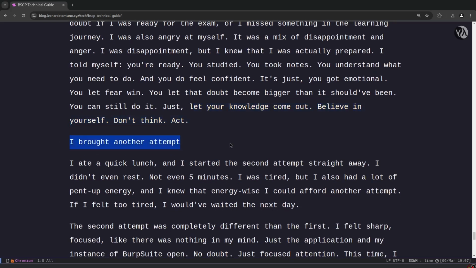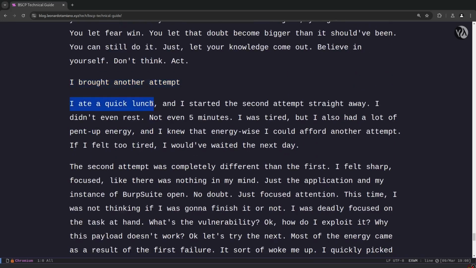So I bought another attempt. I was like, to actually measure if I'm ready for the exam, I'm gonna try a second time, just to make sure that it's a knowledge problem and not a performance problem. And the second attempt went much smoother, and essentially it was a totally different game. So I ate a quick lunch because I took the first attempt right after having woken up. It was around 11 and a half a.m.